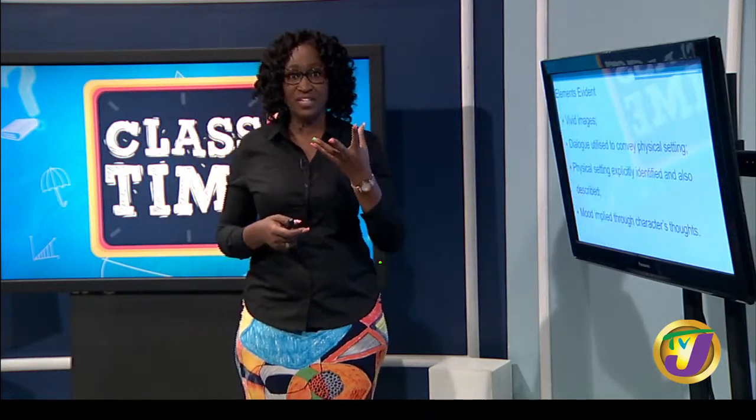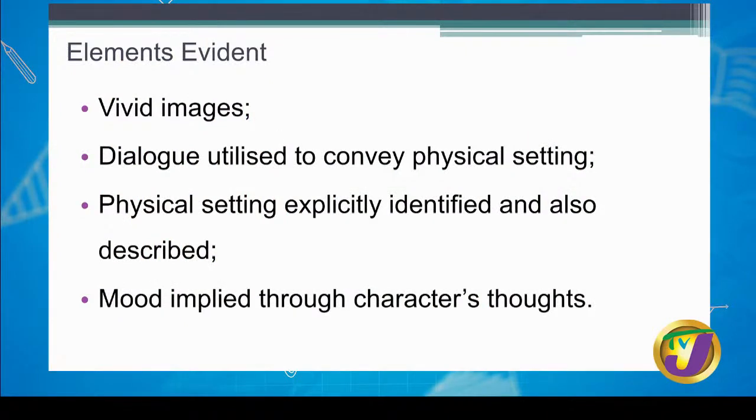So here are the elements. So again, vivid images. And you will see this phrase come up quite often because your setting should have vivid images. It has dialogue that infused it. The dialogue was used now to bring out some elements of the setting, the physical setting. And then we got an explicit explanation of where the physical setting was. So we didn't have to guess too much because we were given some details and you could piece it together to figure out where it is she really was.